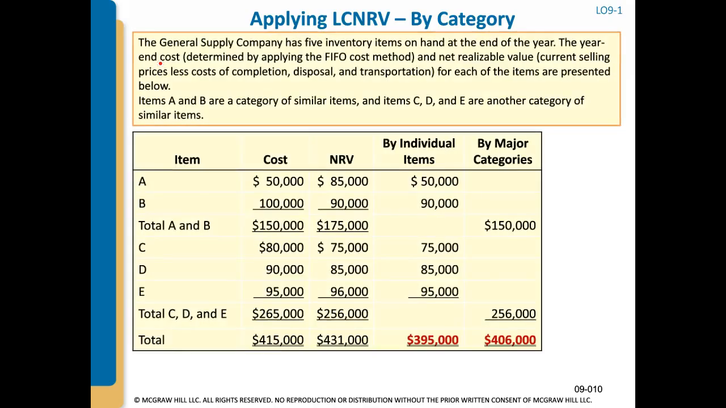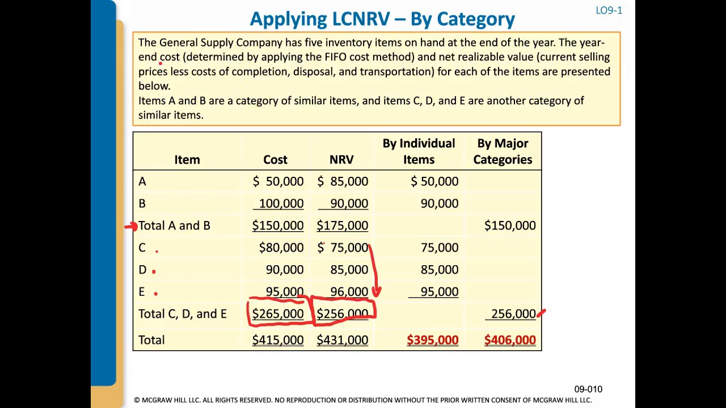And then you look at your next category. So we just did this one. Now we look at inventory items C, D, and E, and we add up all the costs for C, D, and E, and they add up to 265. We add up all the net realizable value for C, D, and E, and those equal 256. And so the lower of 265 and 256 is 256.